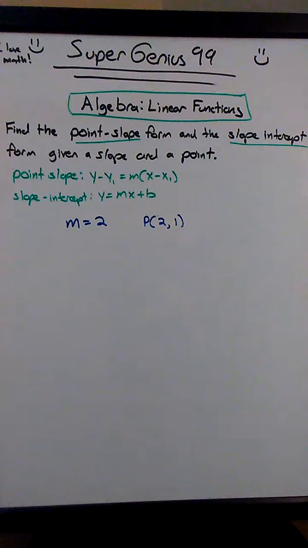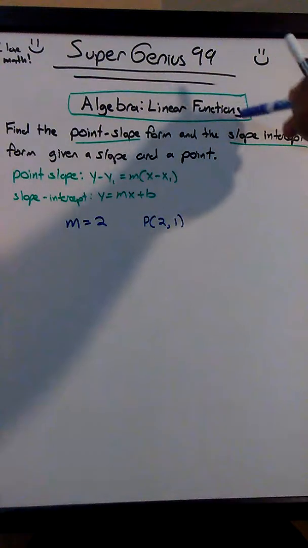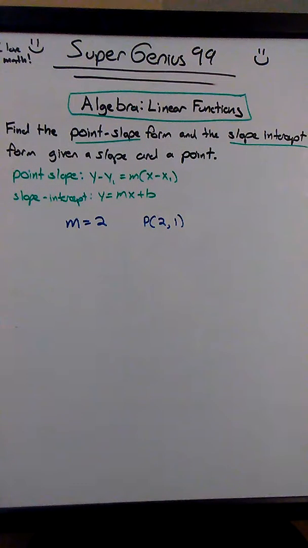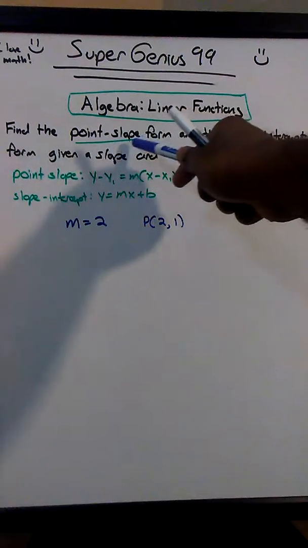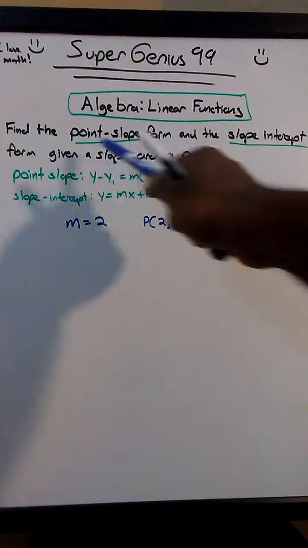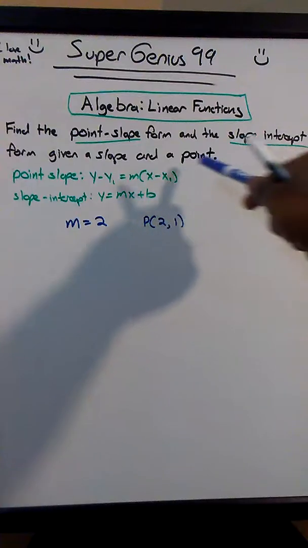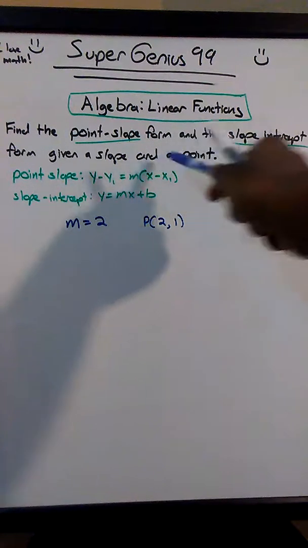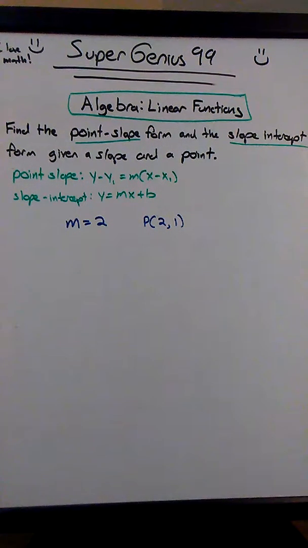Today we'll be doing some algebra, linear functions. Okay, so let's read the instructions here. That's always important, right? Find the point slope form and the slope-intercept form of a line given a slope and a point. So they're going to give us a slope and a point, and we've got to find those two forms, point slope and slope intercept.